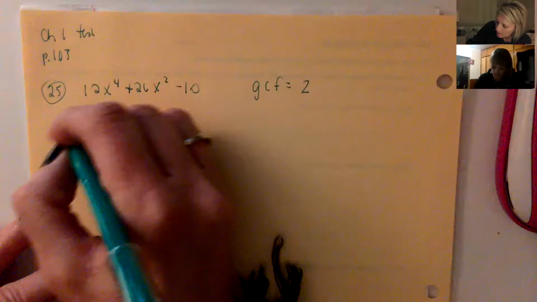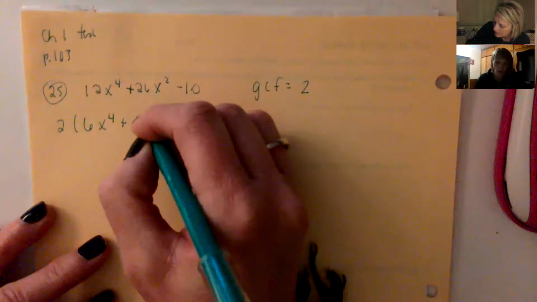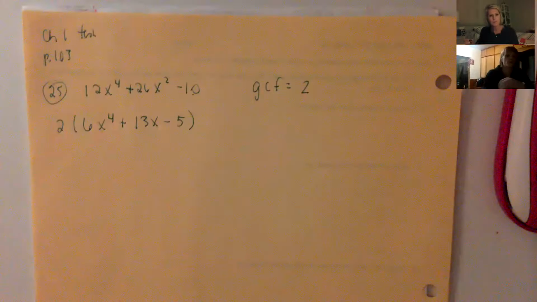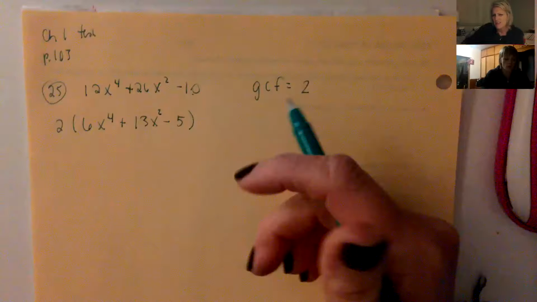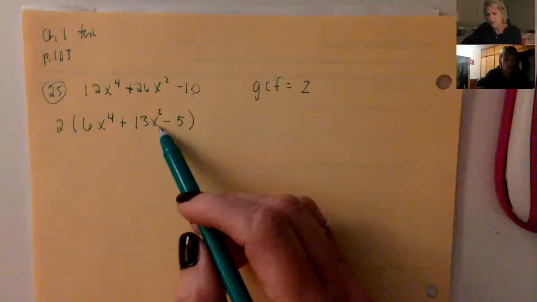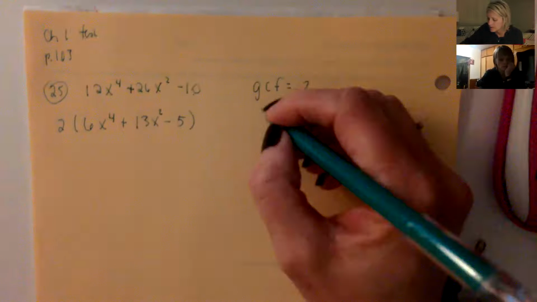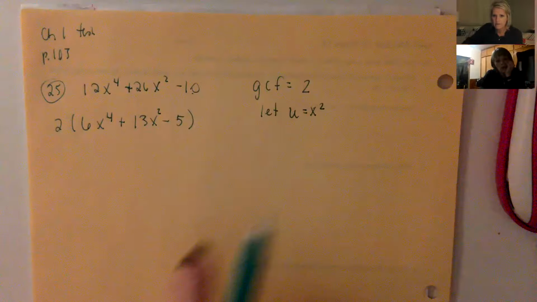If we do that, we'll have 12 divided by 2 is 6x to the 4th plus 26 divided by 2 is 13x squared minus 10 divided by 2 is 5. This is kind of weird because we've only done x squareds and x's, not x to the fourth and x squareds. So let's do a little substitution. Let u equal x squared. I'm going to turn it into what we're used to seeing.